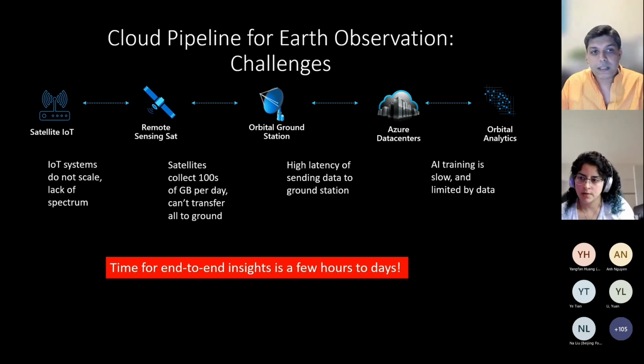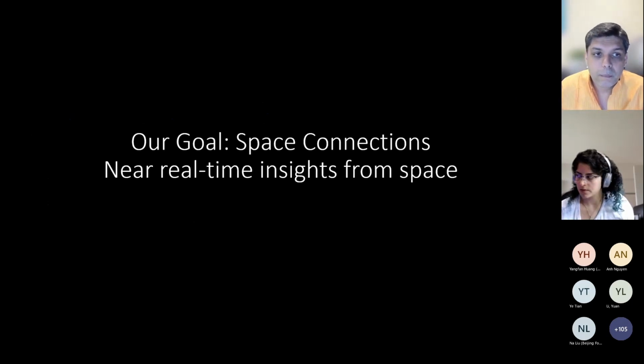So as a result, from the time an observation is made, an event happens anywhere on the planet, to the time you generate the insights, it's a few hours to sometimes even days, depending on where that event has happened. Our big bet within this project that we are all part of is how can you make these end-to-end insights from space happen in near real time, of the order of minutes. From the time an event happens, can you get a notification that that event happened?